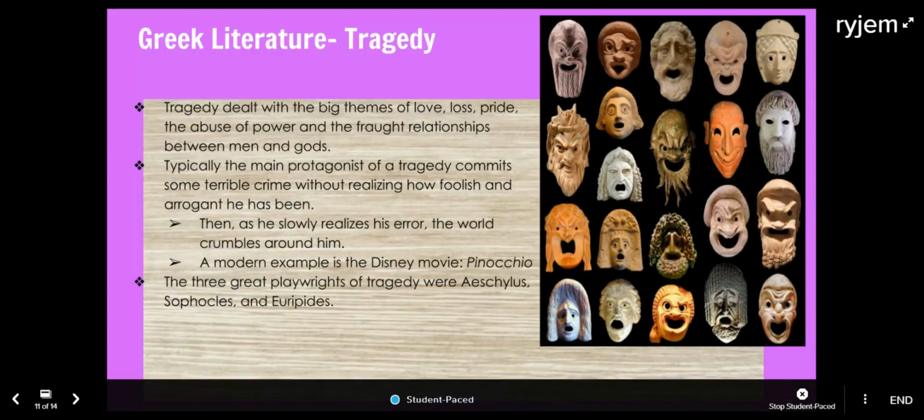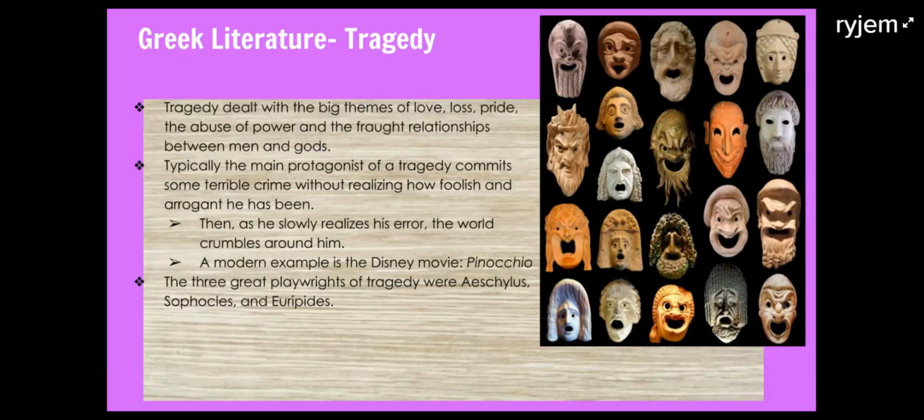Our next Greek literature is tragedy, all right? And tragedy dealt with big themes of love, loss, pride, abuse of power, and just relationships between men and gods that are not in a good time, so difficulties between men and the gods. Typically the main protagonist, the main character of a tragedy, is going to commit some terrible crime without realizing how foolish and arrogant he has been. And then as the tragedy continues, he's slowly going to realize his error and the world is crumbling around him.